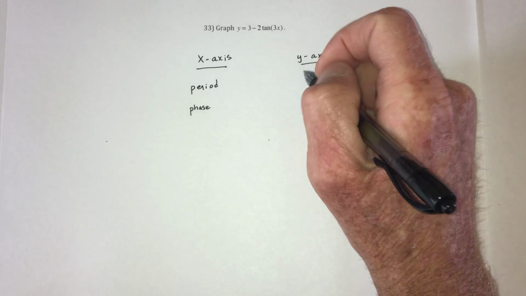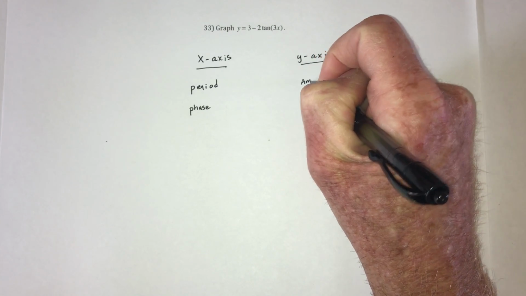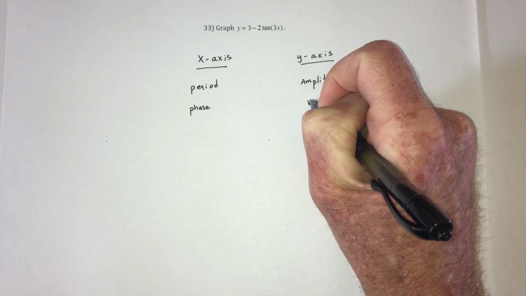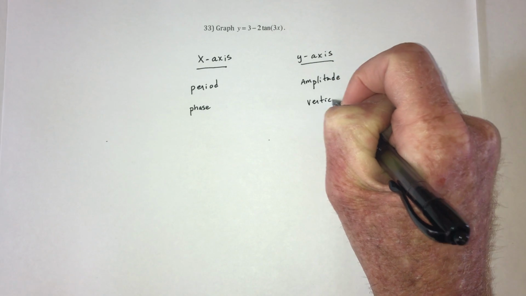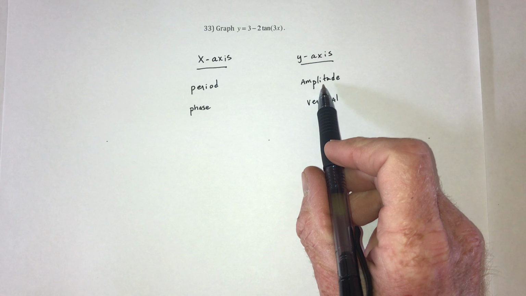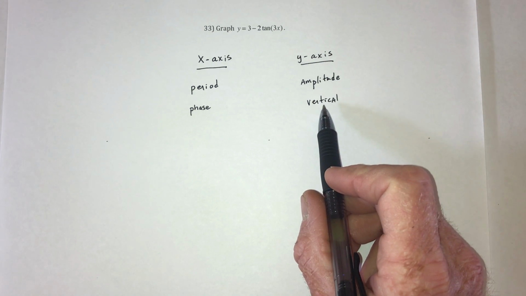Then for the y-axis information, there is the amplitude, and then vertical shift. So amplitude means how tall is it from the center of the graph up to the top. Vertical shift means did it get shifted up or down.